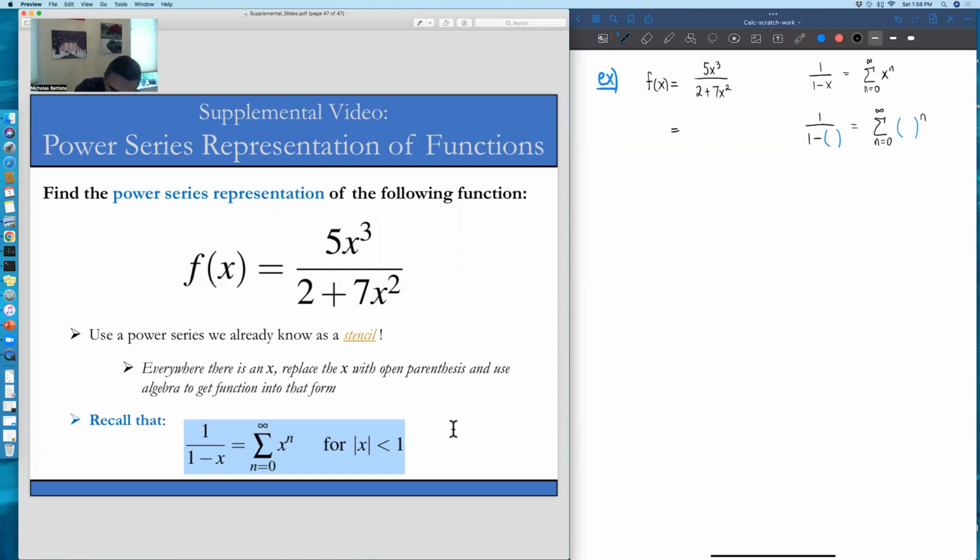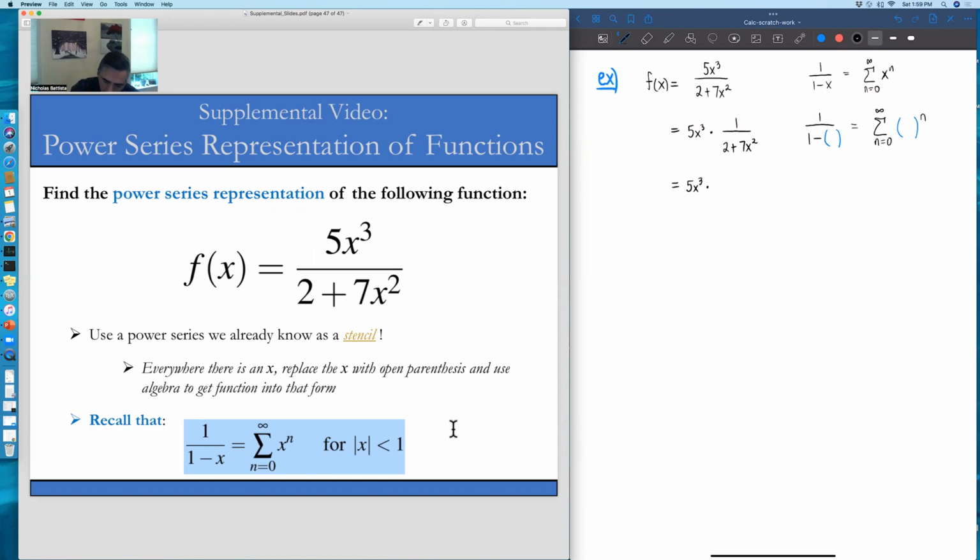So the first thing we notice in the function we're given is we have a 5x cubed in the numerator. But in the power series we're trying to drive towards, there's only a 1. Well, luckily, we can think about this using some properties of arithmetic, like multiplication. And we can write this as 5x cubed times 1 over 2 plus 7x squared. Okay. So now, at least in this fractional term, we have a 1 in the numerator, like we have in that stencil. All right, so there's one mathematical move done.